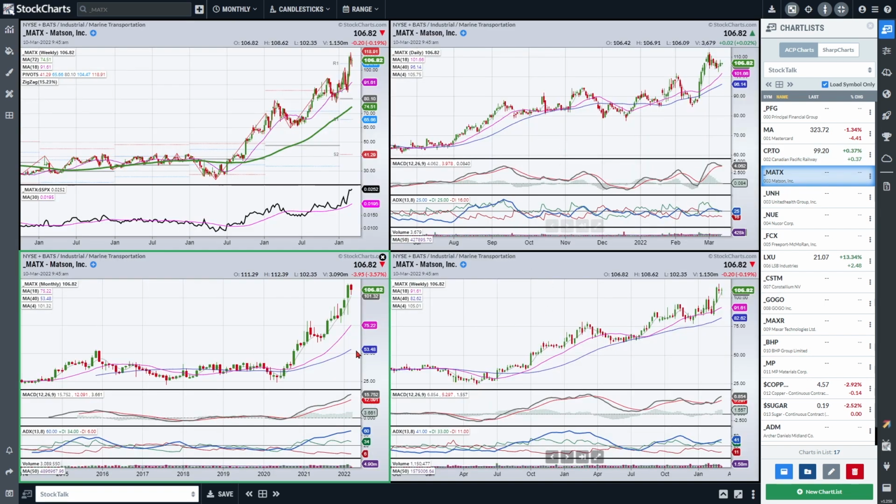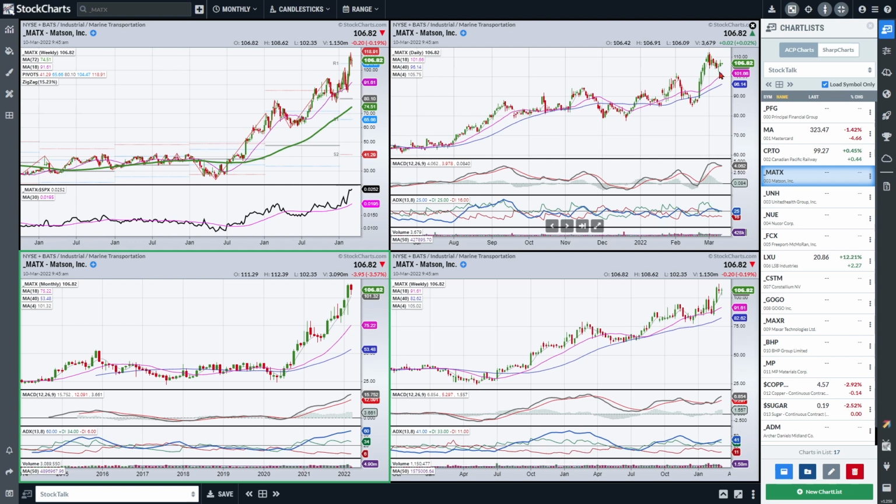MATX, this is a strong stock. I mean, it definitely has made a big move on the monthly chart. My one concern about this is how extended it is. Look at how far this has gone on the monthly chart. Now, we've crossed above this key level at 100. So if we can use that 100 as kind of like a support area, we've got good momentum in place.